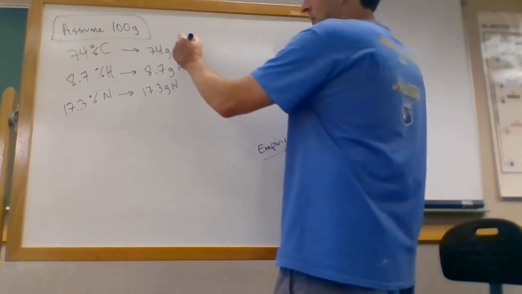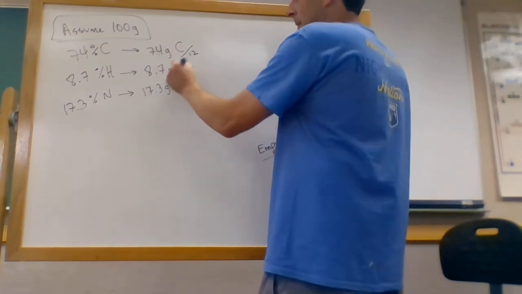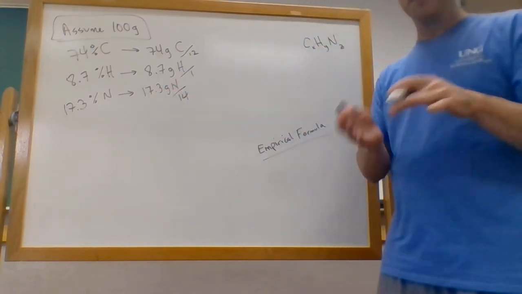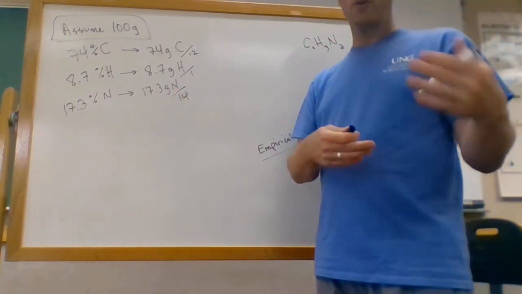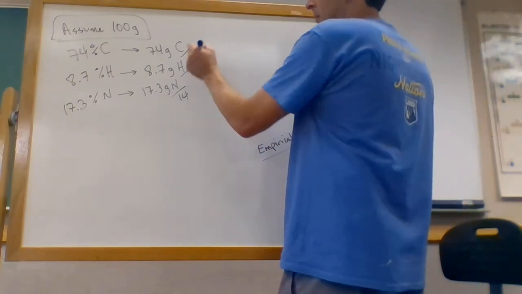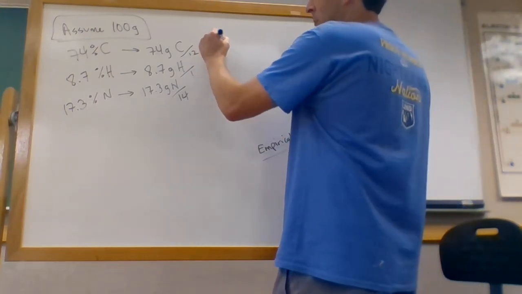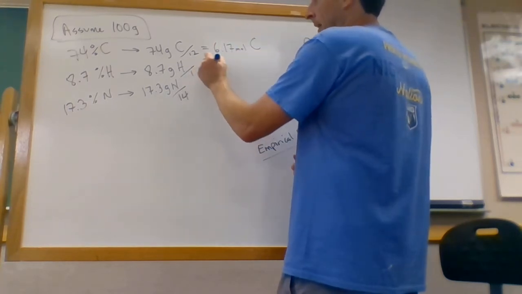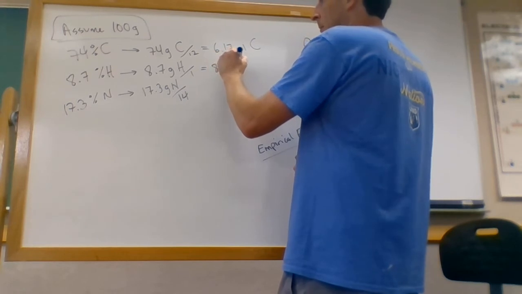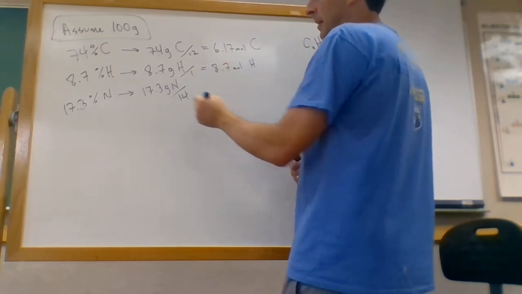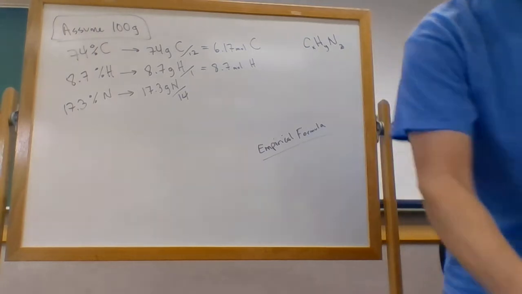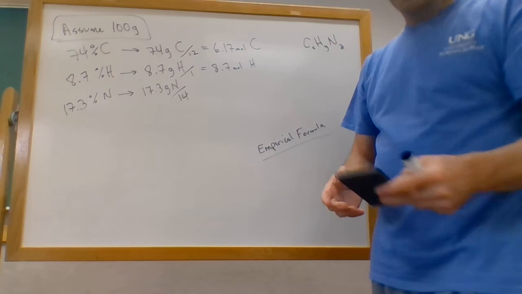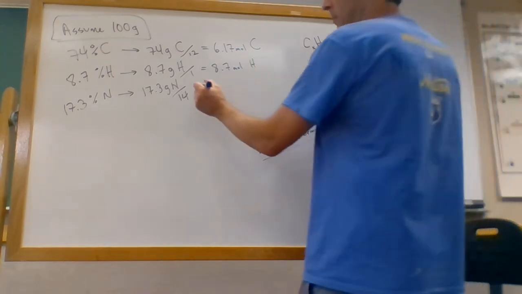So for carbon, I'm going to divide by 12. For hydrogen, I'm going to divide by 1. For nitrogen, I'm going to divide by 14. To change grams to moles, you always divide by the atomic weight or the molecular weight. So for carbon, I think that is 6.17 moles of carbon. For hydrogen, you're going to get 8.7 moles of hydrogen. And for nitrogen, I'm going to have to do that on a calculator. 17.3 divided by 14 is going to be 1.24.